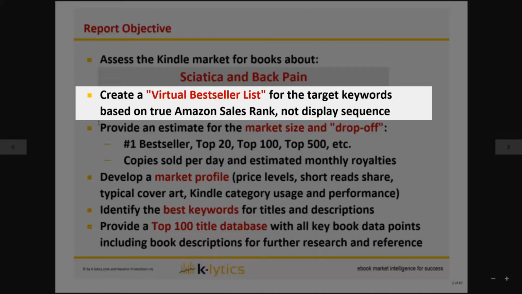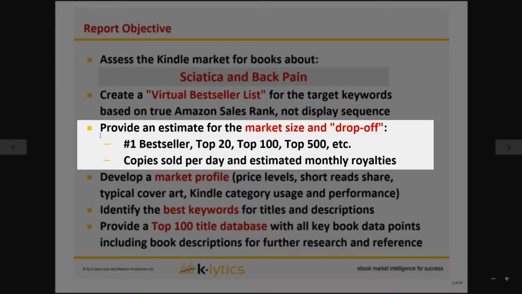Now, once we have this, we provide here in the custom research an estimate for the market size and something that we call the drop-off, which is how many books do you sell at certain positions in that virtual bestseller list. That is, what does the #1 bestseller sell, the top 20, top 100, top 500.